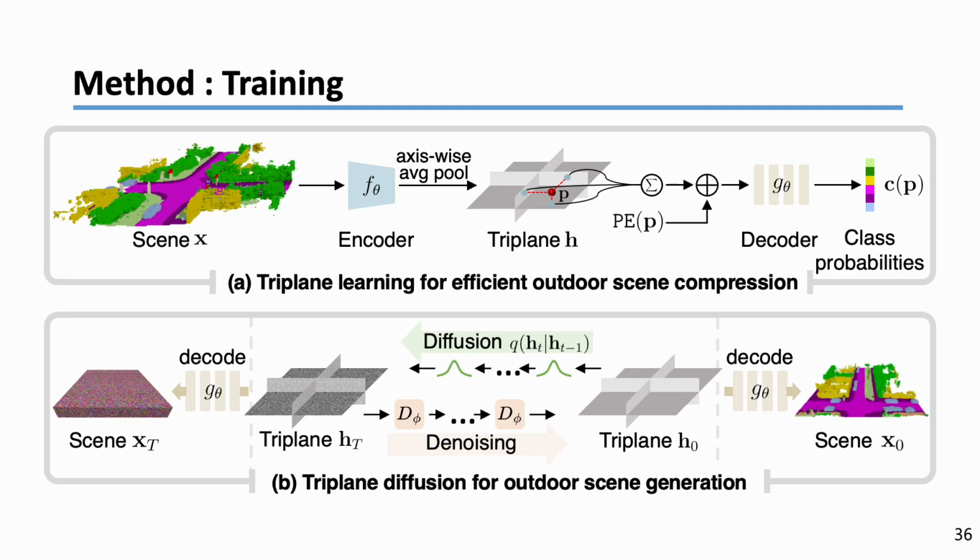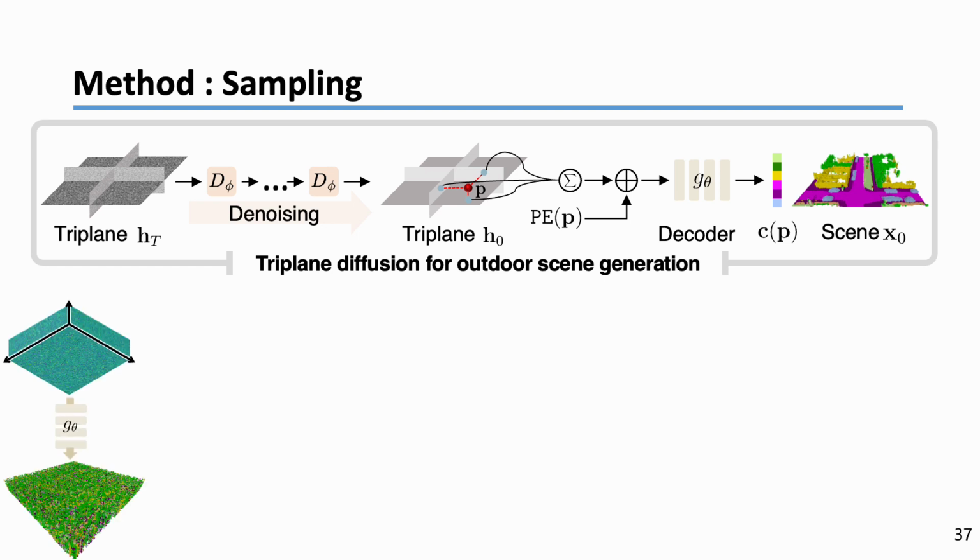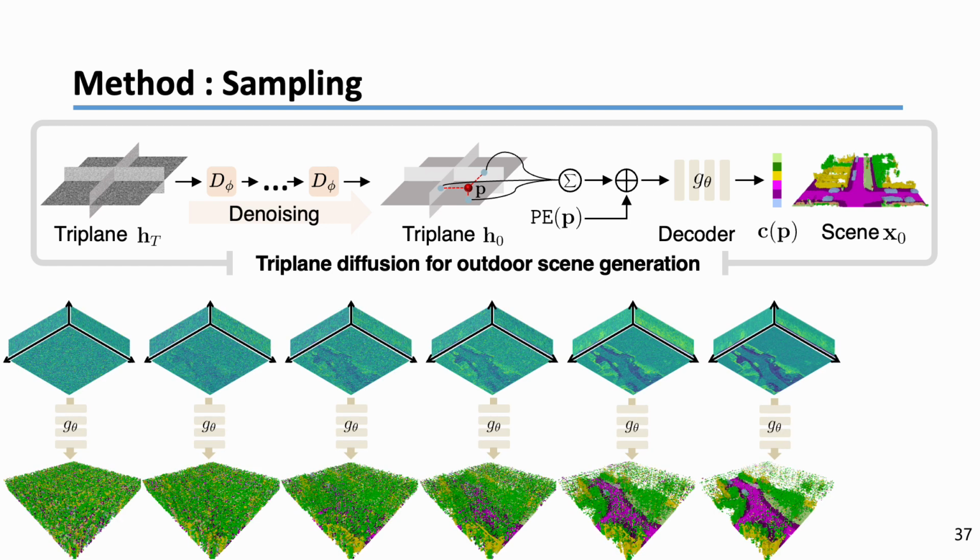So this is the overall architecture, which has two-stage training like a latent diffusion model. The only different thing is that the latent space is changed to the triplane. First, the triplane representation is learned by our autoencoder. Then our diffusion model learns this triplane distribution to generate a novel triplane. At inference time, the generated triplane leads to the 3D scene through decoding with the MLP, which is trained in the first stage. So this is the visualization of our generation process.